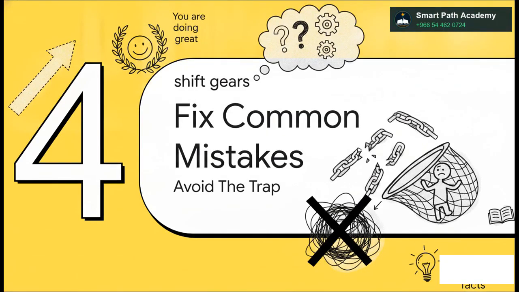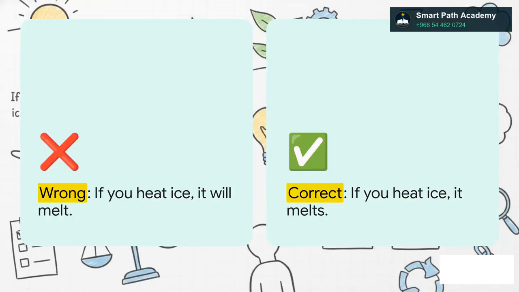Section 4. Fixing common mistakes. There's a very specific trap that a lot of English learners fall into when trying to express general facts, and the example you're seeing here brilliantly illustrates it.